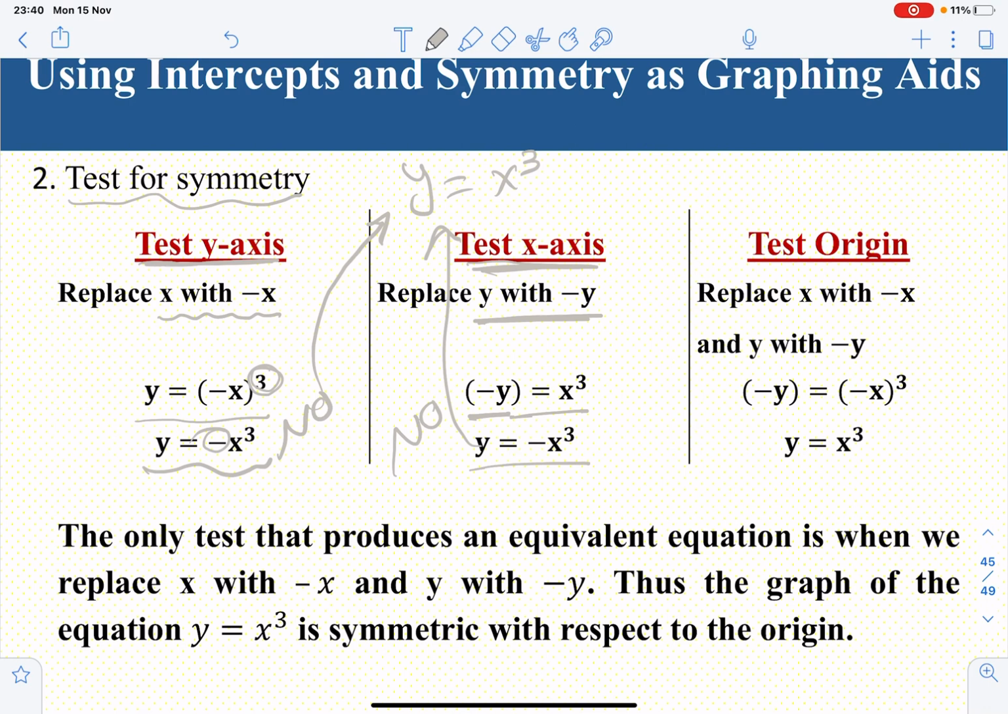But when I change x and y to negative x and negative y, I have a negative here and a negative here. It would be something like this: negative y equals negative x to the power 3. So this negative would cancel with this negative when I divide by negative. So I will be left with this equation, which is the same as the original equation. So yes, the graph of this equation is symmetric with respect to the origin.